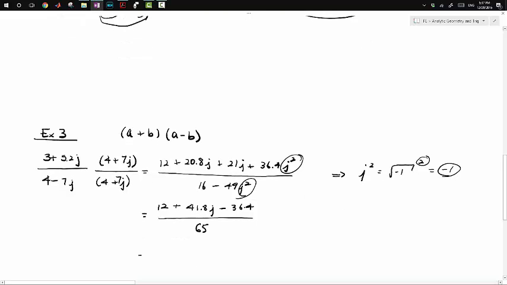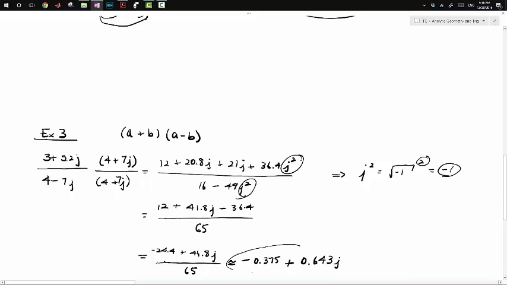So if we simplify this further, we should get negative 24.4 plus 41.8j divided by 65. So we can divide the 65 to both terms, and finally it should be approximately negative 0.375 plus 0.643j. And that's it for complex numbers.